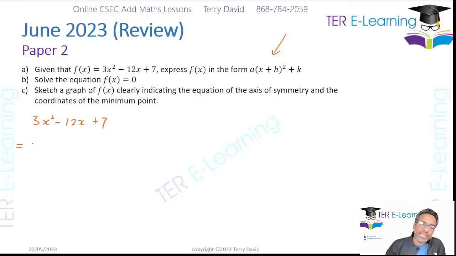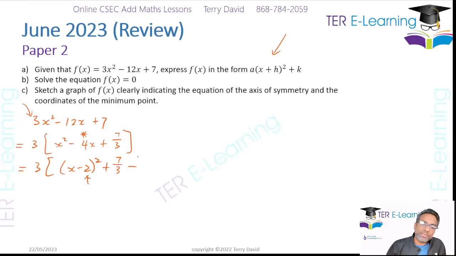So the first thing that I'm going to do here is to factor out this 3. So therefore this becomes x squared minus 4x plus 7 over 3. That's step 1. I factor out whatever is in front of the x squared. Next thing I'm going to do now, I'm going to leave this 3 on the outside. Inside the bracket, this is going to be x minus a half of whatever this number is here. So that's going to be 2 squared. You're going to write back the 7 over 3. Minus this number here squared, so that's going to be 4, close brackets.